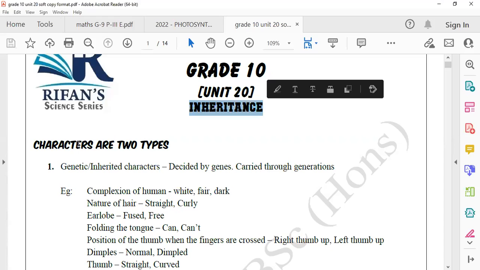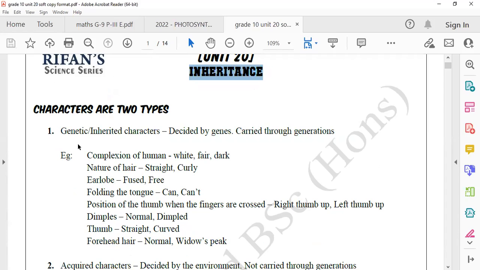Unit number 20 is the inheritance lesson. Inheritance means the transfer of characters from parents to their children, their offsprings. That is called inheritance.